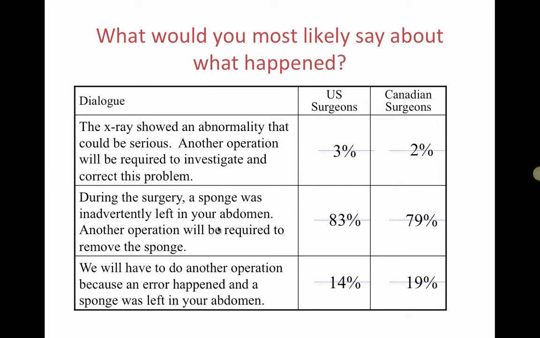3% would say the X-ray showed an abnormality that could be serious. Another operation would be required to investigate and correct this problem. 83% would say during the surgery a sponge was inadvertently left in your abdomen. Another operation will be required to remove the sponge. And 14% would say we will have to do another operation because an error happened and the sponge was left in your abdomen. So only 14% would actually admit to an error that occurred.